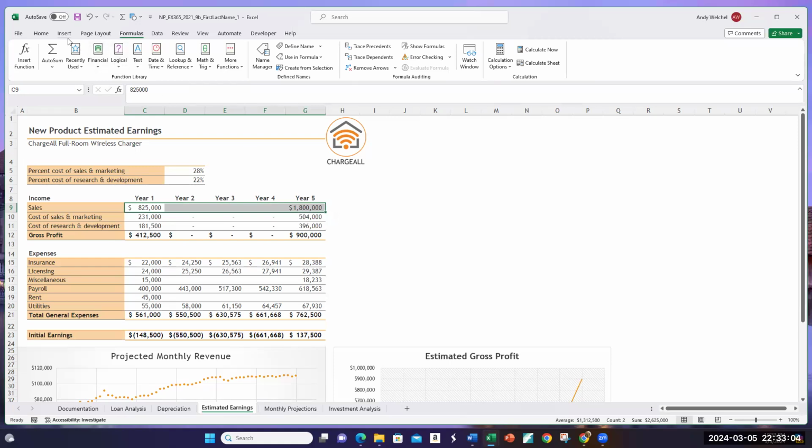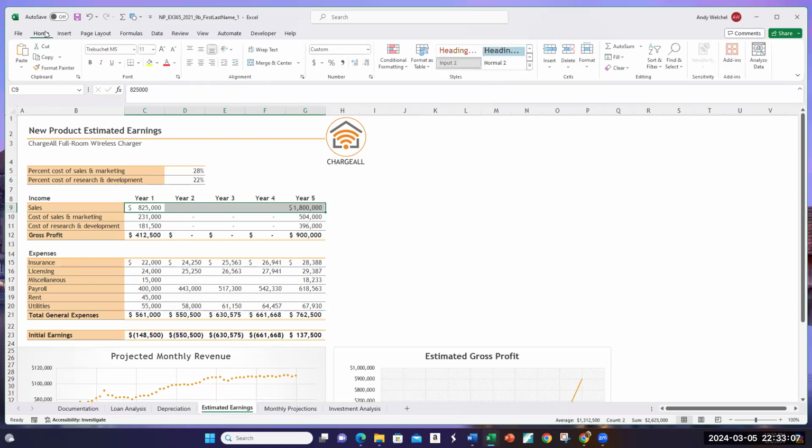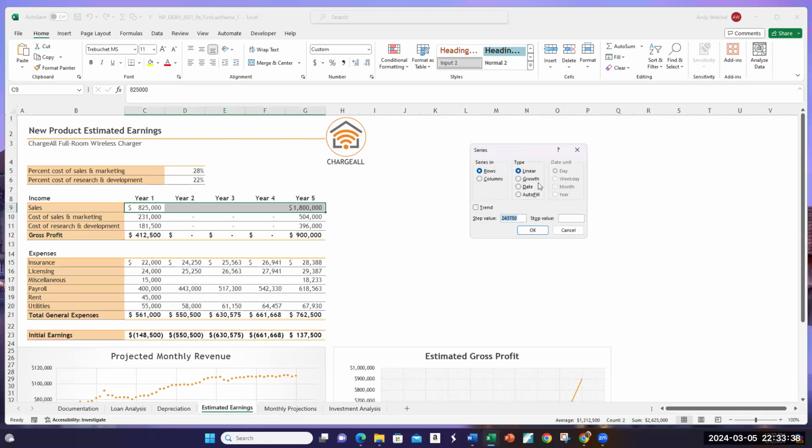And we're going to go under Home, I believe. And Editing and Fill. You're going to get down, right, up, left. Series is what we want. And we want linear because that's what it said we want. Linear means it's going to go smoothly from here to here. So that's what we want. That just appeared. I hope that's right.